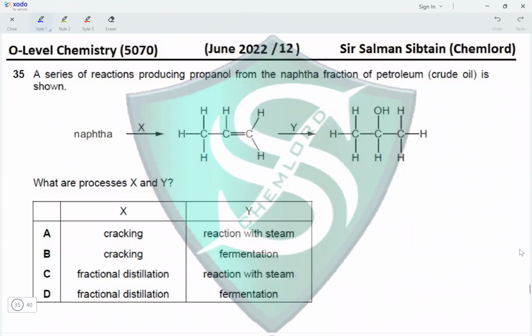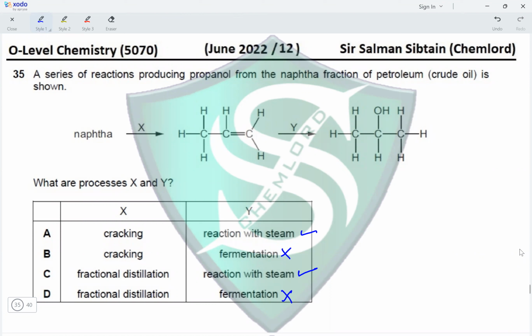Question 35. A series of reactions producing propanol from naphtha fraction of petroleum, which is crude oil, is shown. Okay, so naphtha undergoes a process X and the product undergoes a process Y to form the alcohol. In the compound in the middle, we have a double bond and the final product has an OH group. So this is basically alkene reacting with steam. Why? So reaction with steam is correct, fermentation is incorrect, making options A and C the likely options.